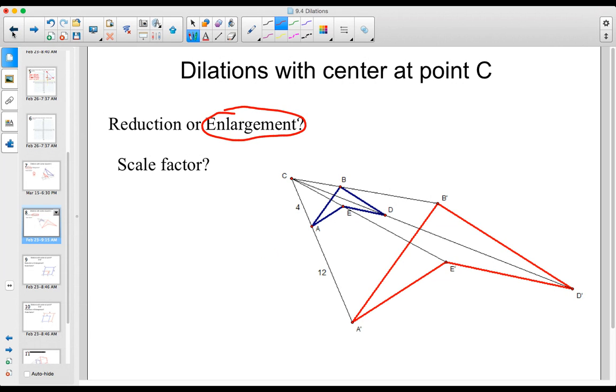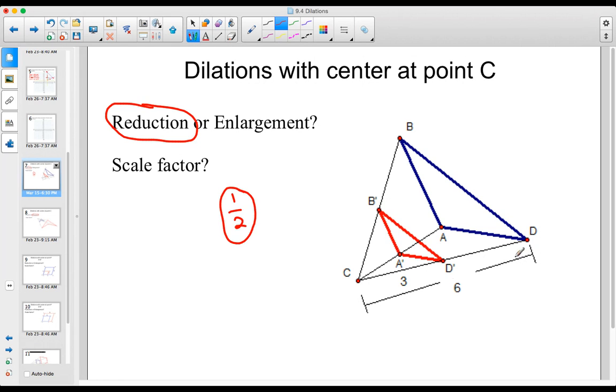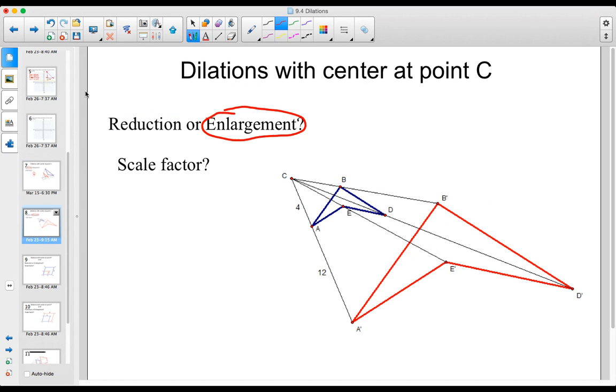On the last one, we were given that 6 is the distance. On this problem, we're given that the distance from C to A is 4, and then from A to A prime is 12. But we need to figure out what the total distance is. So if that's 4 and that's 12, the total distance is going to be 16. And that's important, because you can't just compare 4 to 12. We need the total distance from C to A and then from C to A prime.